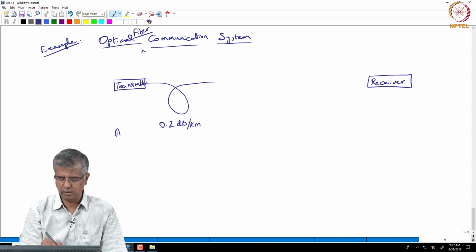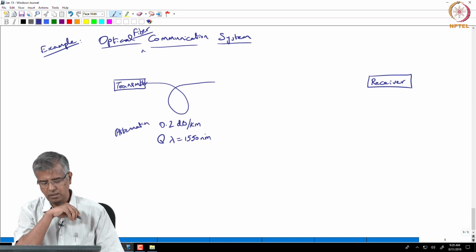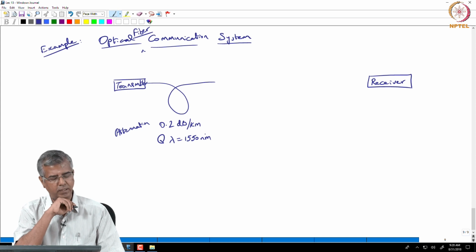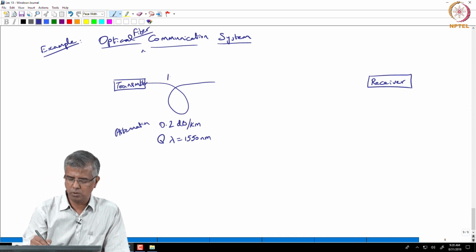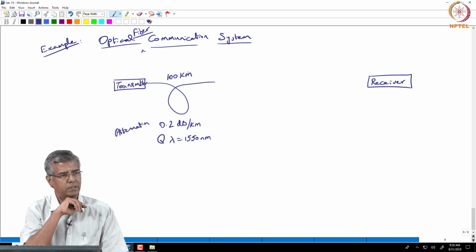So, this is the attenuation that you see in a fiber, but at a specific wavelength of 1550 nanometer. That is where you get to see this sort of attenuation, okay. So, you go through this fiber, and let us say you are going through 100 kilometers of this fiber.